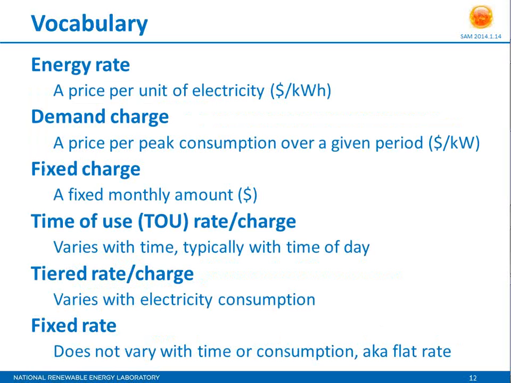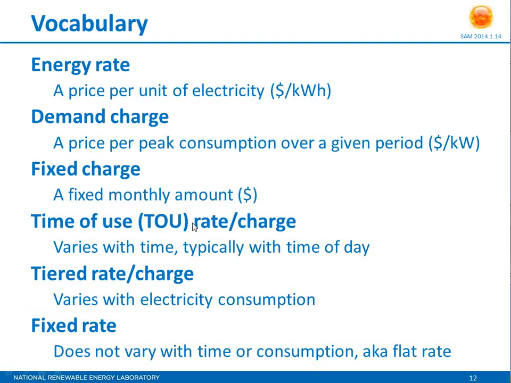Okay, the utility rate input page has a whole bunch of terms, and I want to spend a couple minutes talking about what those mean. So we've got energy rates, we've got demand charges and fixed charges. An energy rate is a price per unit of electricity. It could be a price paid by the project or a price received by the project. A demand charge is a price per peak consumption over a given period, so it's dollars per kilowatt value. And then a fixed charge is just a fixed dollar amount that applies per month.